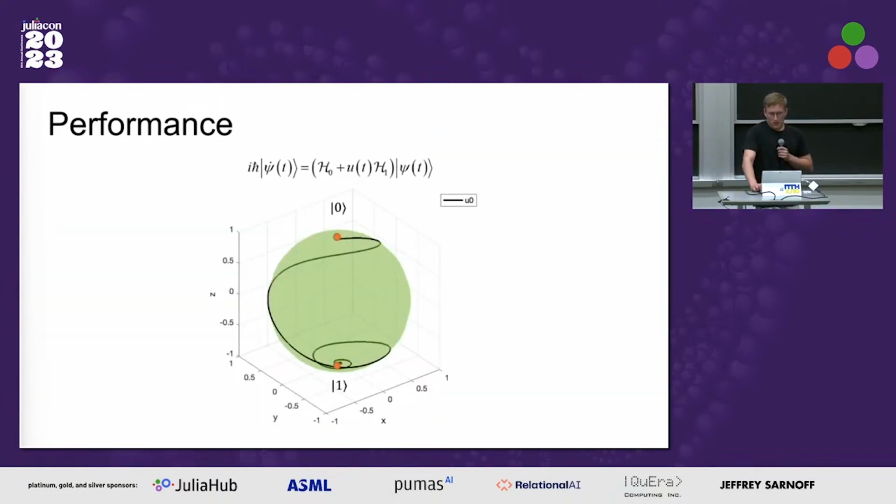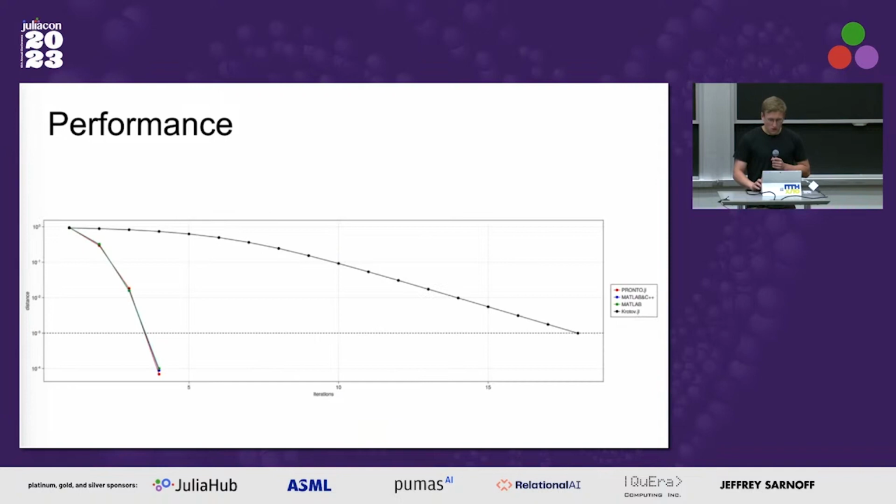So this here is a state-to-state transfer of a 2-level system. Up above is the Schrodinger equation that describes it, and the control objective for this would be to steer this system from its 0 state to its 1 state. And there's a quick comparison of a couple of different algorithms here.